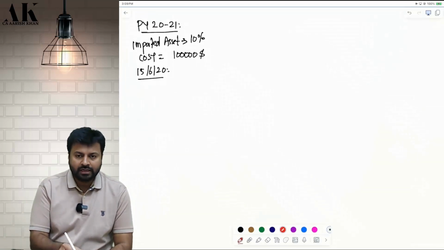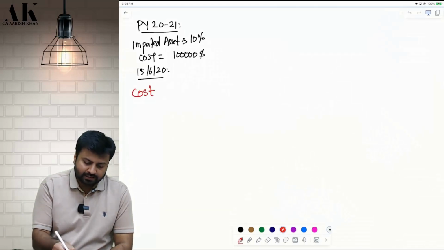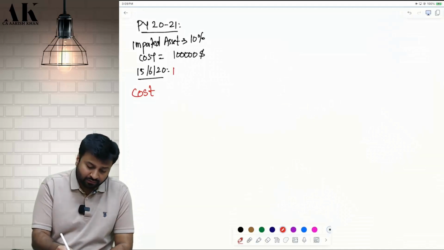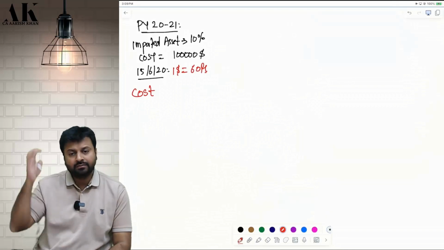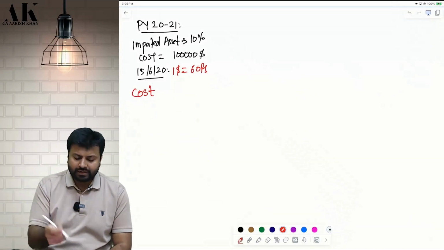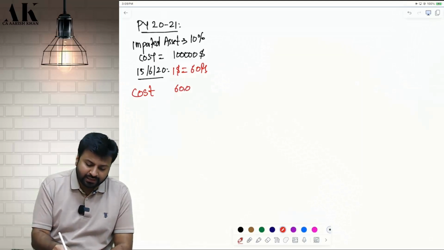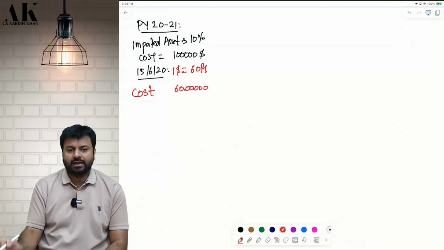Now, what is the cost of my asset? $1 lakh. And on 1st of June, the rate of dollar is 60 rupees. So I will convert that and my conversion rate will come to 60 lakh rupees. The cost of the asset in INR is 60 lakh rupees.